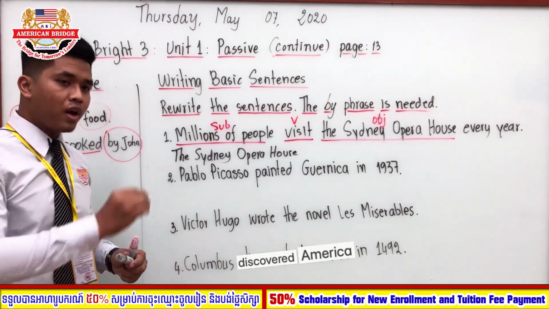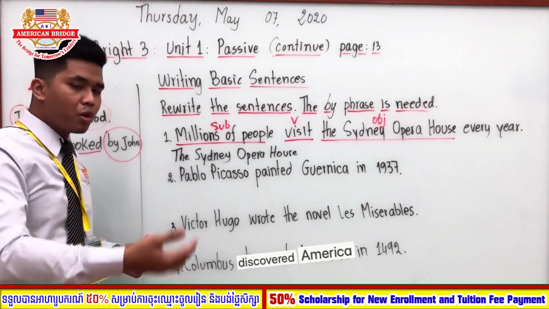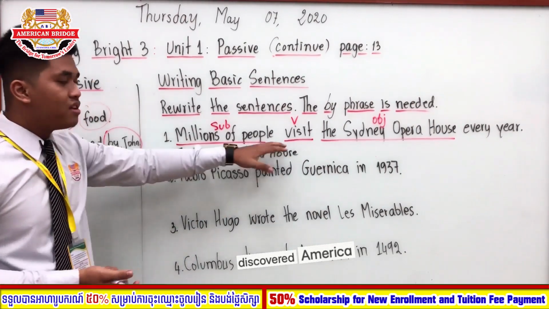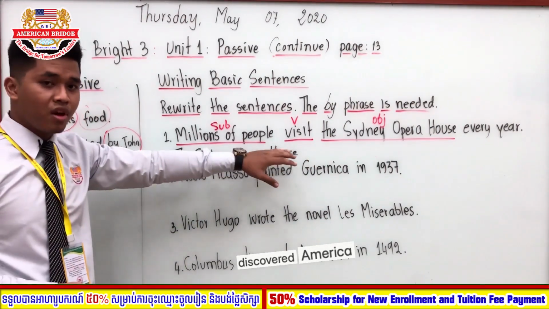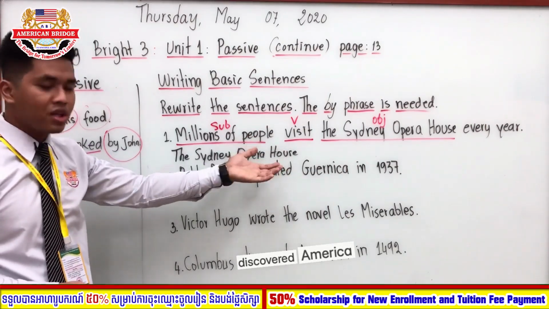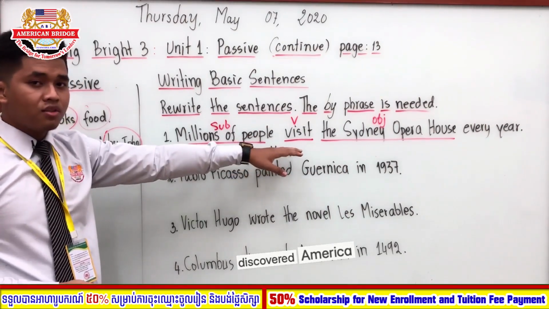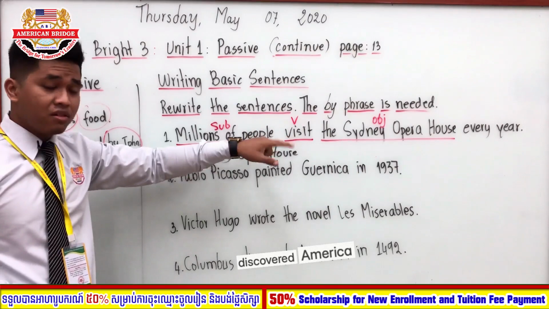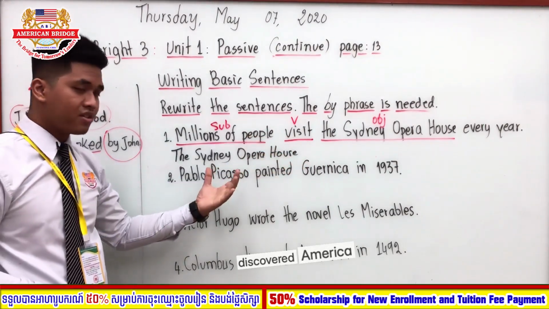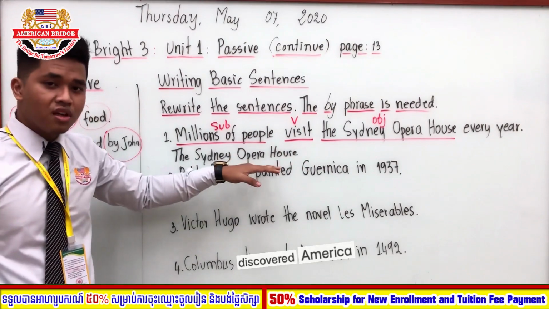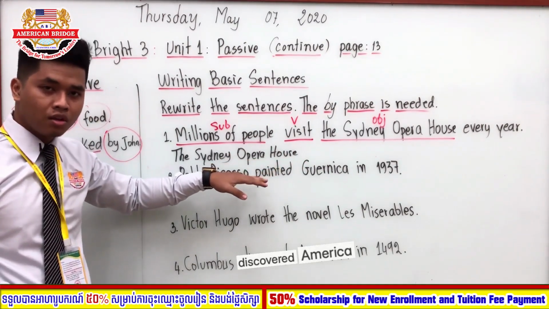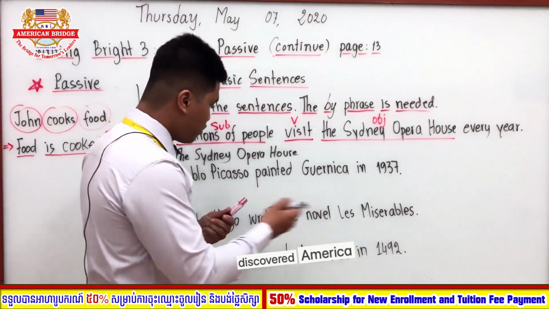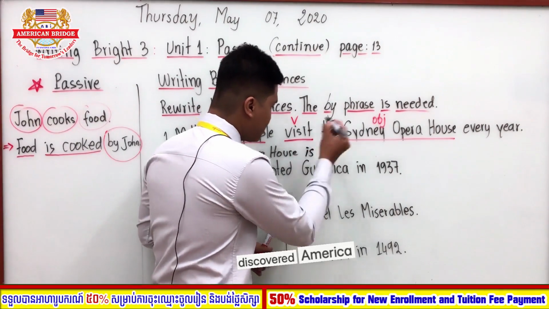Now we need to add the be verb. But how can you add the be verb correctly? You need to analyze the tense used in this sentence. What tense is it? Present simple, past simple, or present continuous? Sure, it is present simple. So the be verb of the present simple is am, is, or are, depending on the subject. But here, the Sydney Opera House, is it a singular noun or a plural noun? Sure, it is a singular noun. So the be verb that we need is the word is.